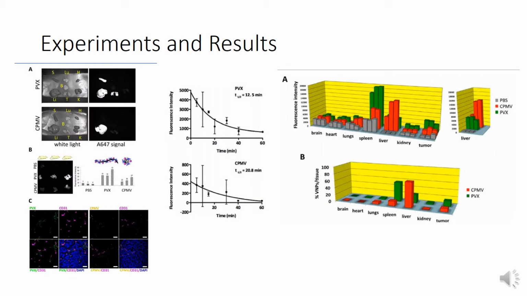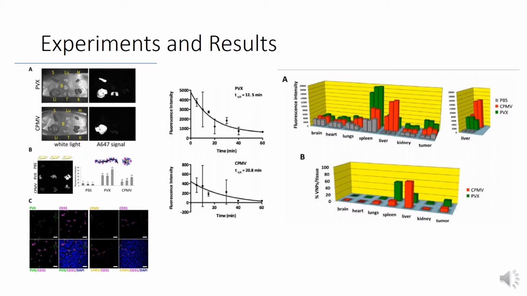To continue, they talk about tumor homing and penetration. So tumor homing was quantified using an animal model of colon cancer. After sufficient tumor growth, the VNPs were administered, and results indicated that PVX again showed enhanced tumor homing when compared to CPMV, along with providing distinct biodistribution profiles as seen in these figures.